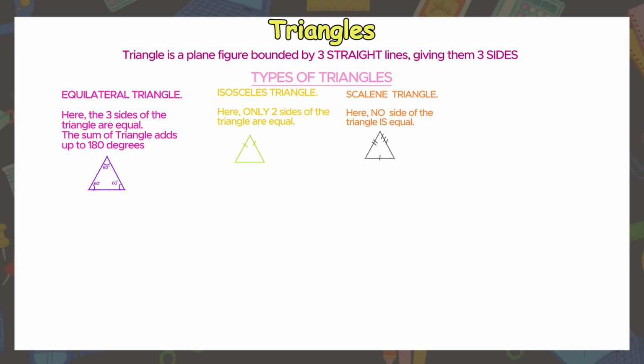Then another type of triangle is what we call the right angle triangle. In a right angle triangle, there is an angle of 90 degrees, and the two sides are perpendicular. The two sides are perpendicular in a right angle triangle. Here we have it as a right angle triangle.